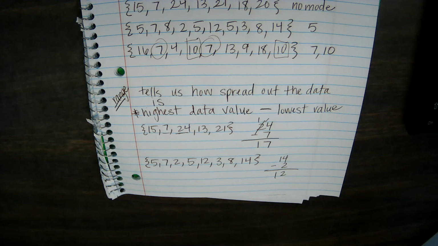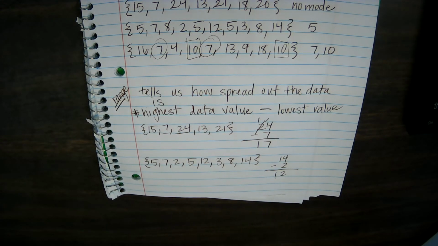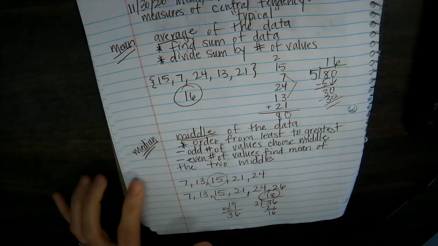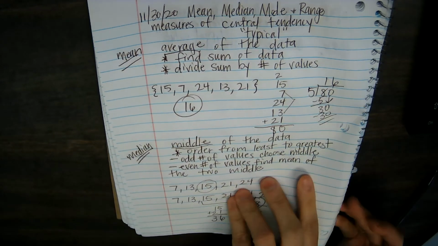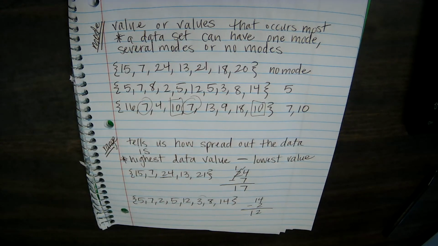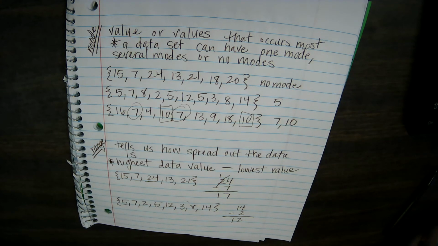All right, I know that was a lot of writing, but hopefully a lot of this was review and hopefully it was a good refresher. Remember, you're going to be practicing doing the mean, which is the average, the median, putting them in order and finding the middle number, the mode, which one occurred the most, and finding the range, the highest minus the lowest value.